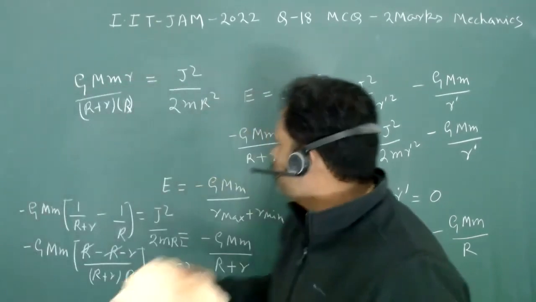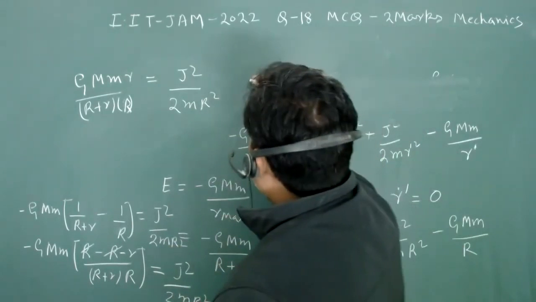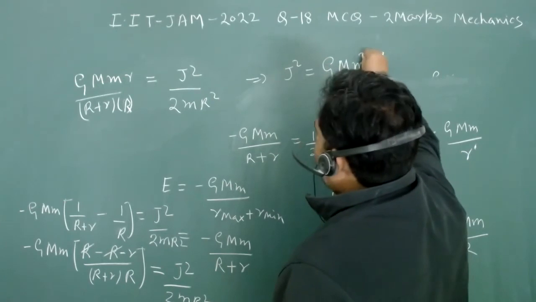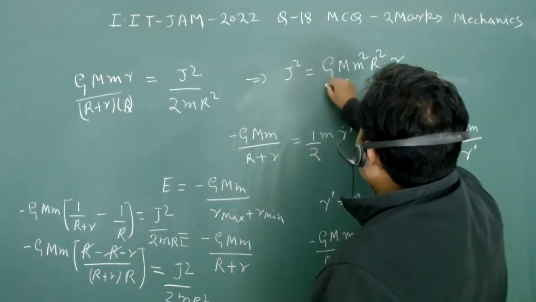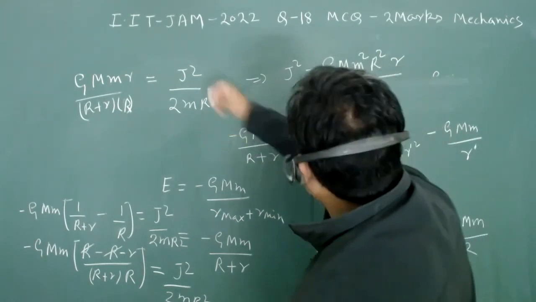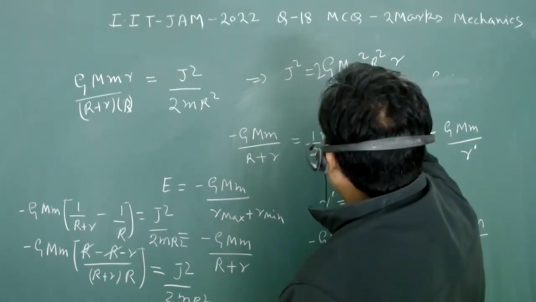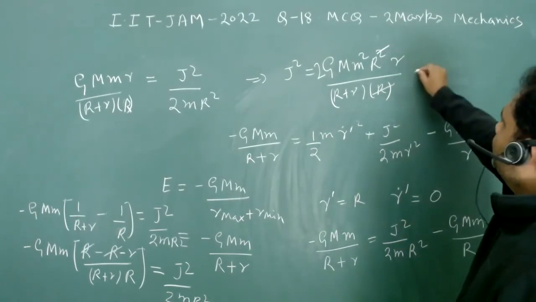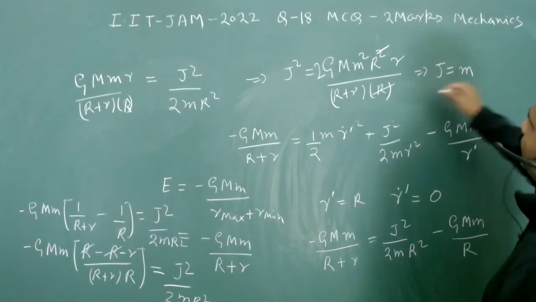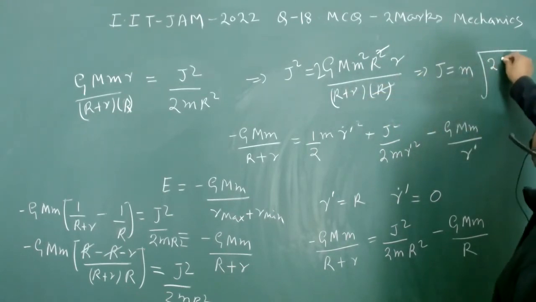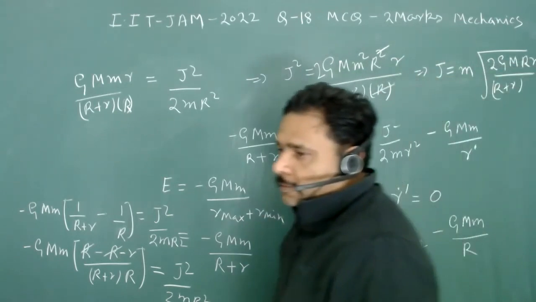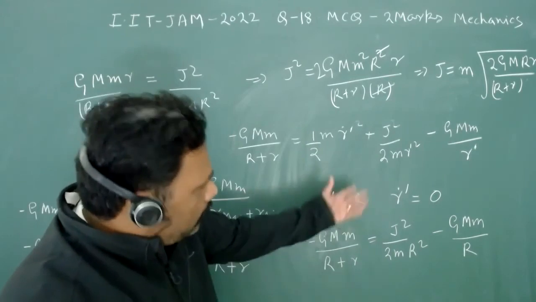So when we solve this particular equation, we have J square equal to G capital M square, R square r by, and this 2 will also be above, and we have R plus r into capital R. So one capital R cancels out, and we can have the value of J, and in this J value, small m we can take common, and that is root part 2G capital M R into r by R plus r. This will be your answer.